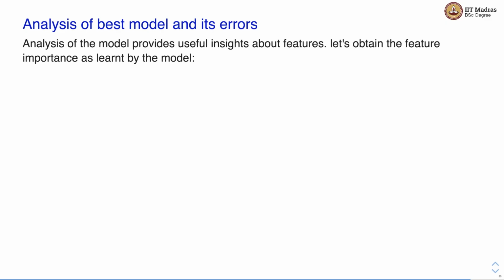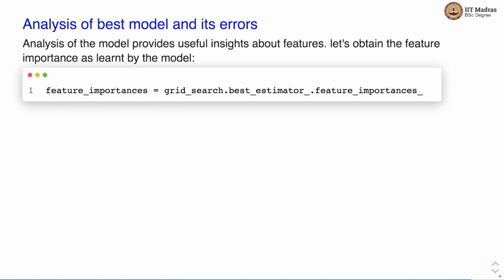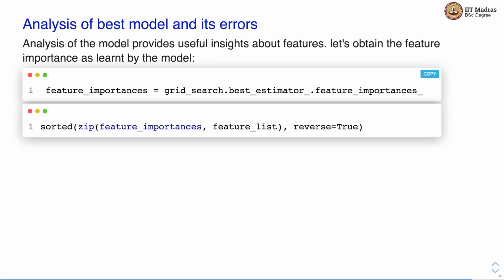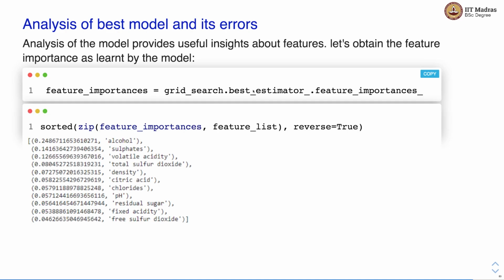The analysis of the model provides useful insights about the features. Let's obtain the feature importance as learned by the model. With grid search, we know that the best estimator can be obtained with the best_estimator_ member variable. We can obtain the feature importance by calling the feature_importances_ member variable of this best estimator. Here you can see the feature importance of each variable, and we have listed them in descending order of importance.